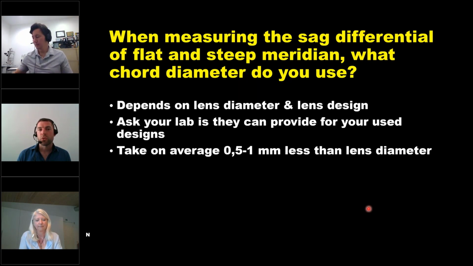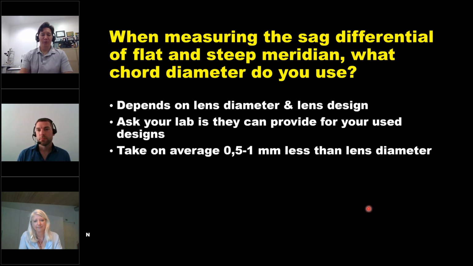Of course, it all depends on the lens design and the lens diameter you're using. So perhaps a good idea is to ask your lab if they can provide you with their suggestion at what diameter you should be taking that measurement. But on average, we could say take half to 1 millimeter less than the lens diameter you're using. So it all depends where your lens in the end is landing on the cornea. If you're having a large lens with a small optical zone, that will be a totally different situation than a large lens with a large optic zone. So look at the lens design and where it's landing on the cornea.